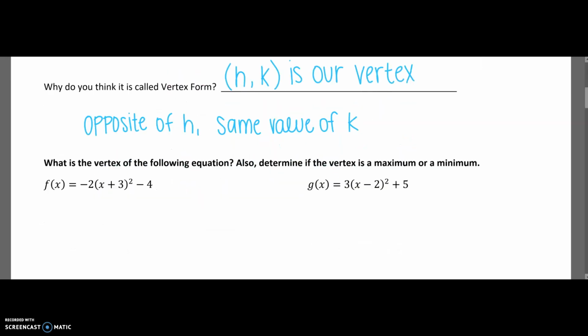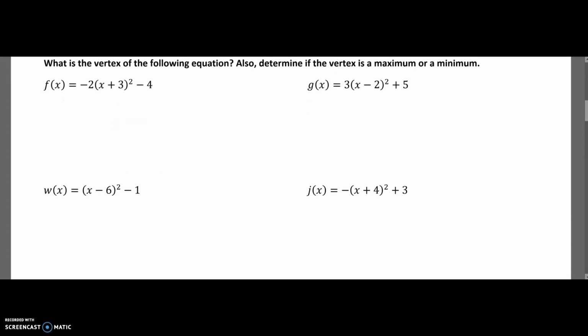So what I mean by opposite, we'll talk about in this first problem. So we see that we have our h value here and our k value here. If I use the opposite of my h value, it'll take that +3 and change it to a -3. And if I use the same value of my k, that will stay at -4. So we have my vertex here, which is at -3, -4.